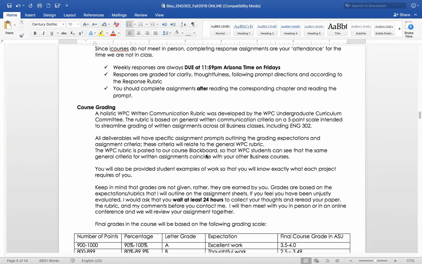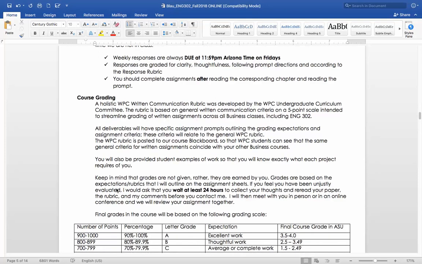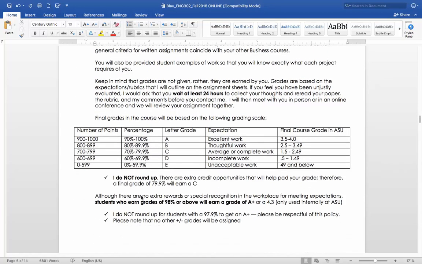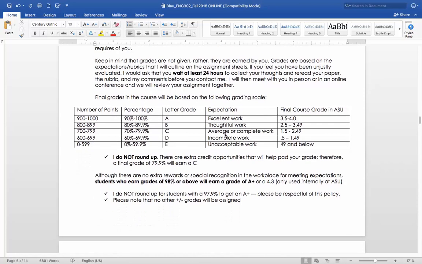In terms of grading all of the assignments, there's a rubric posted in Blackboard that is for all of the English 302 classes, and then I also provide more specific grading criteria and expectations on the assignment prompts themselves. So you want to make sure that you read the assignment prompts, and that you are familiar with the written communication rubric, and I believe that rubric is actually spread through all of the business classes that have writing components. You can check out how final grades are calculated.